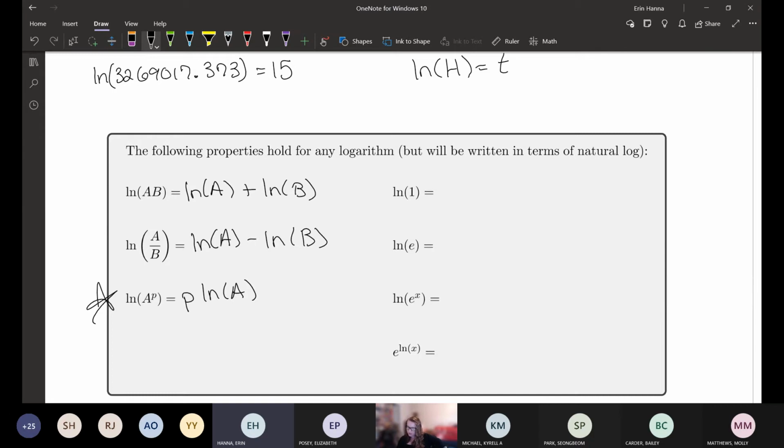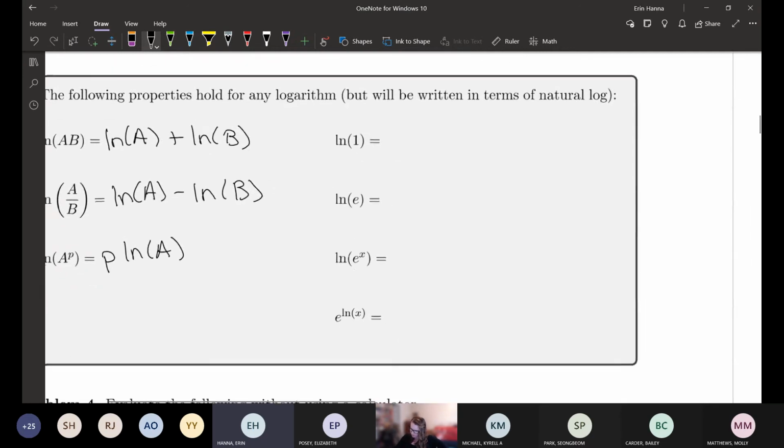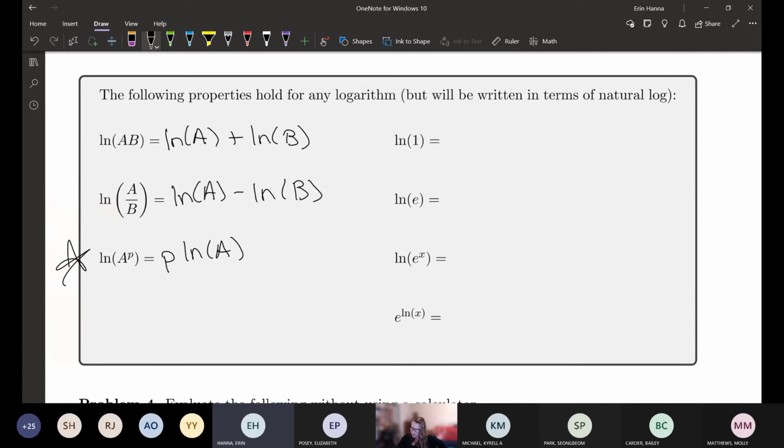And then some other ones: you can plug the first 2 into your calculator, but if you can remember them in your head, they can save you a little bit of time. We already saw the natural log of 1 is 0. The natural log of e: what is the power of e to get e? You just need one of them. So the natural log of e is 1.